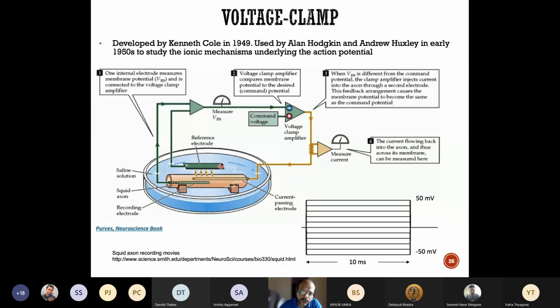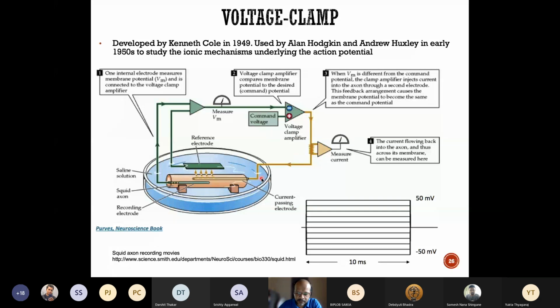So it provides that current so that the membrane potential can stay where it is. And the current that is flowing back into the axon, and thus across the membrane, can be measured here. So you can measure the current that is required now because of the change in the conductance across the membrane, because it's the same current. The current that flows through the membrane is the same current that is being sent by the voltage clamp amplifier.